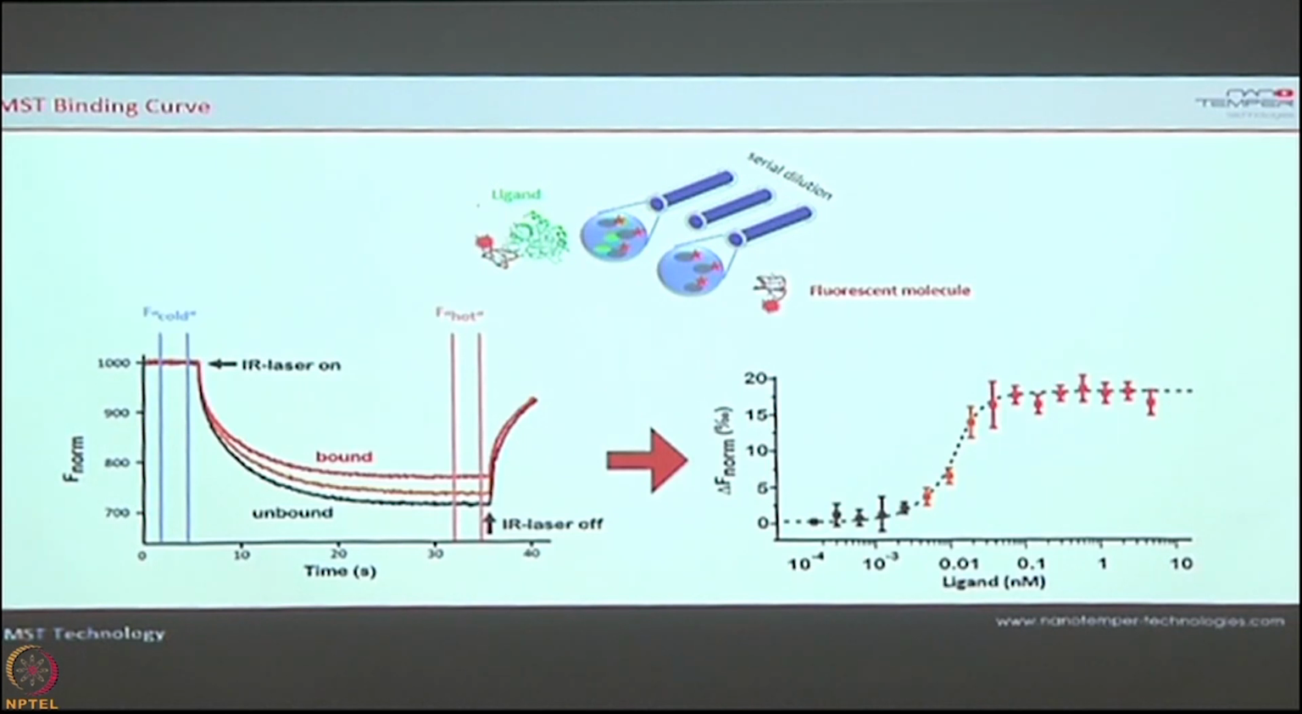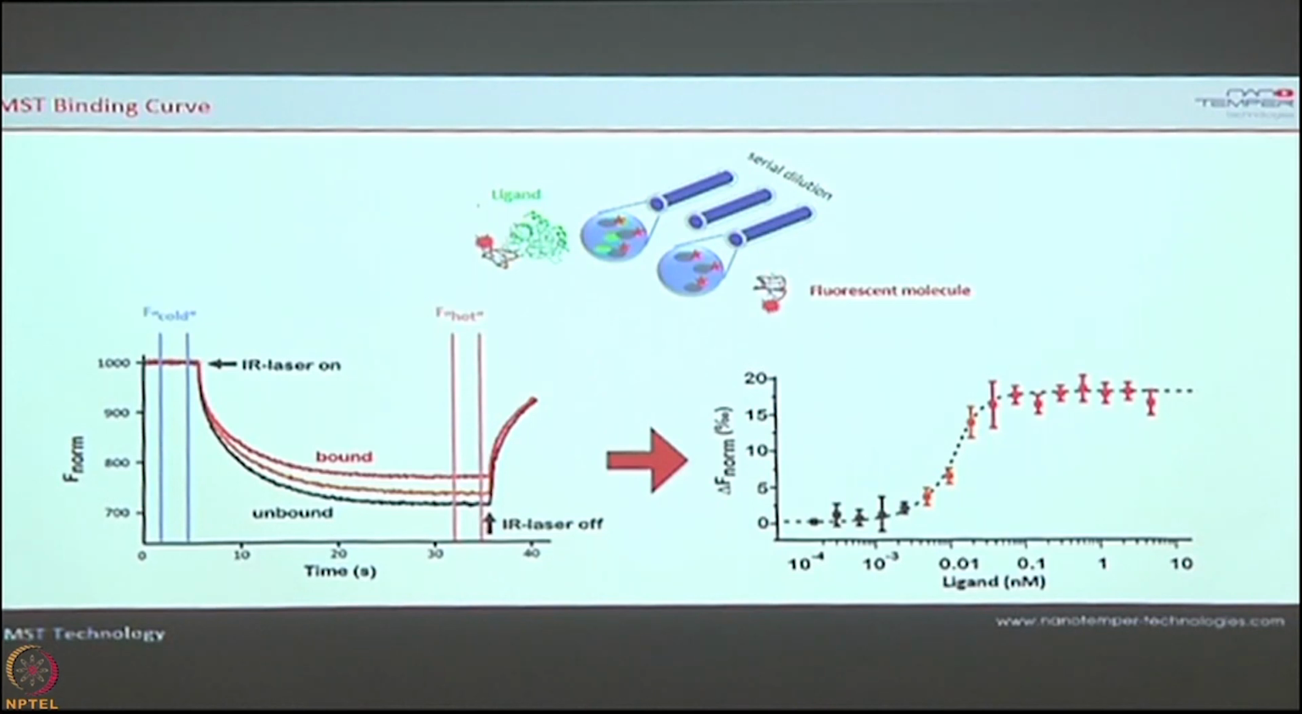Just by the change in thermophoretic behavior from the bound state to the unbound state, you are able to determine the KD. Since this technique is very sensitive to size, charge and the hydration shell, you always get differences in the thermophoretic behavior which will help you determine the binding affinity. The biggest advantage is you are taking smaller volumes and you have no interference from the buffer and there is no limitation with the sizes.